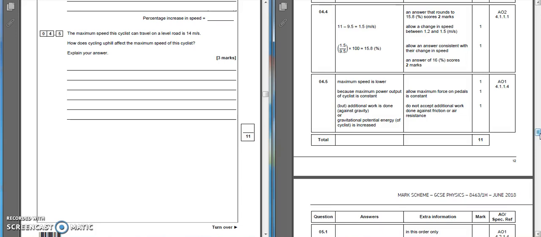And the final mark is for saying either that the work done is now being split, so there's some against gravity as well, or I think you'd be more likely to say that as well as the kinetic energy store, the cyclist is putting some energy into the gravitational potential energy store. Or if you didn't say that, it's best to do the correction now.